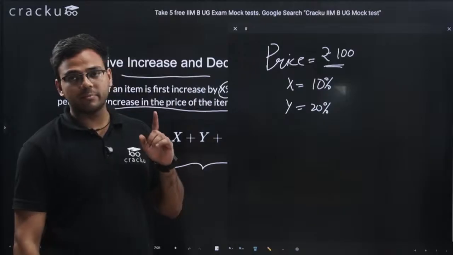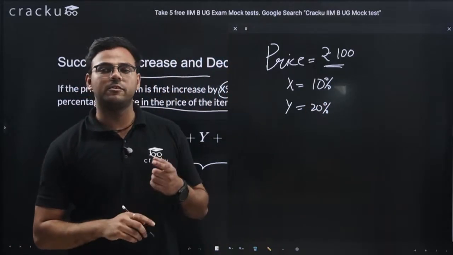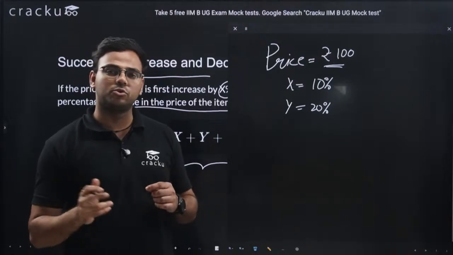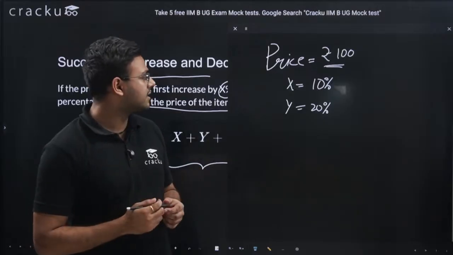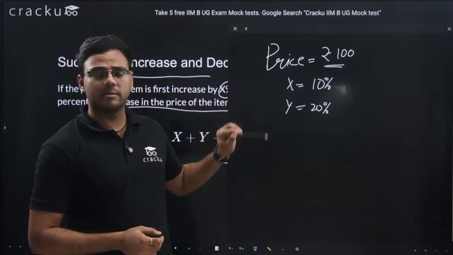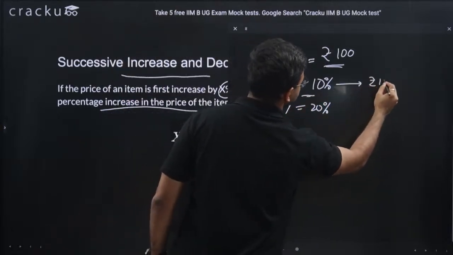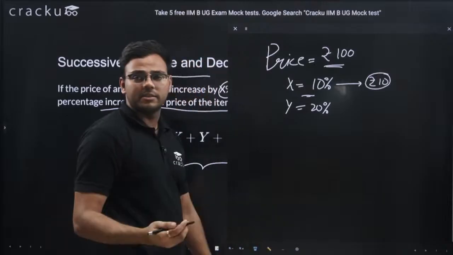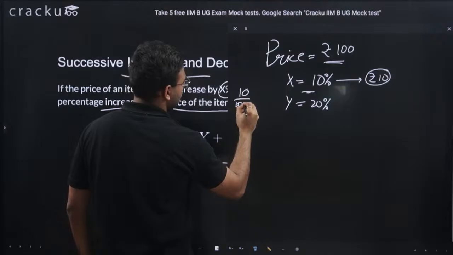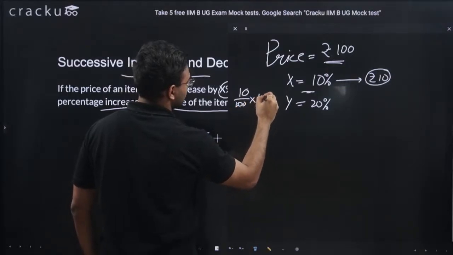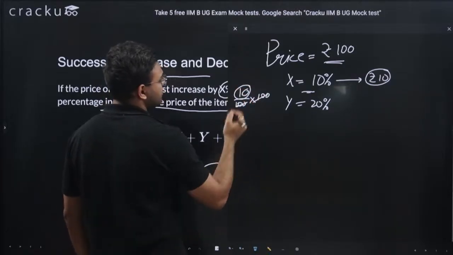When it is first increased by 10%, it will be 10% of 100. If you have missed the percentages class, I'll definitely suggest you go to the Cracku IPMET channel. You will find the percentages class and understand the concept there. 10% of rupees 100 is basically rupees 10. The formula is 10, which is whatever the percentage is, divided by 100 into 100. So this 100 will get cancelled and 10 will be the answer.